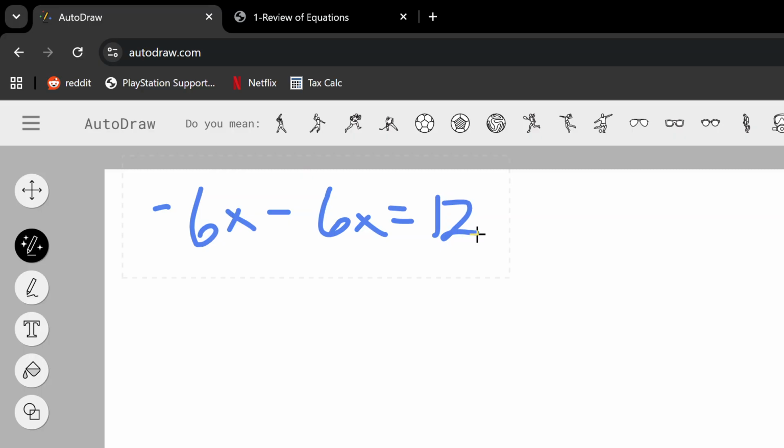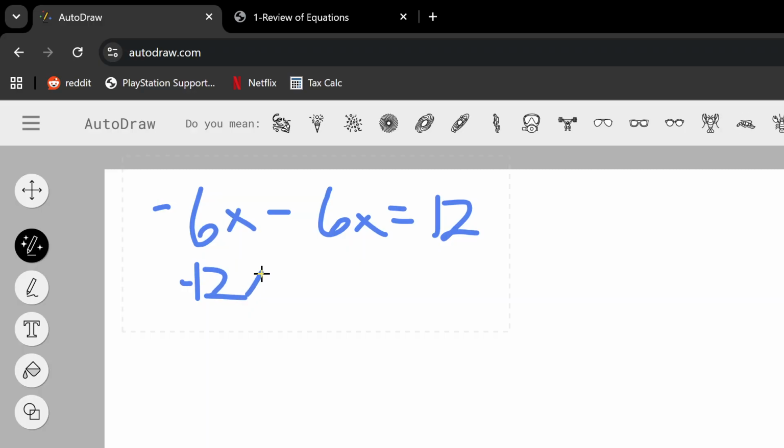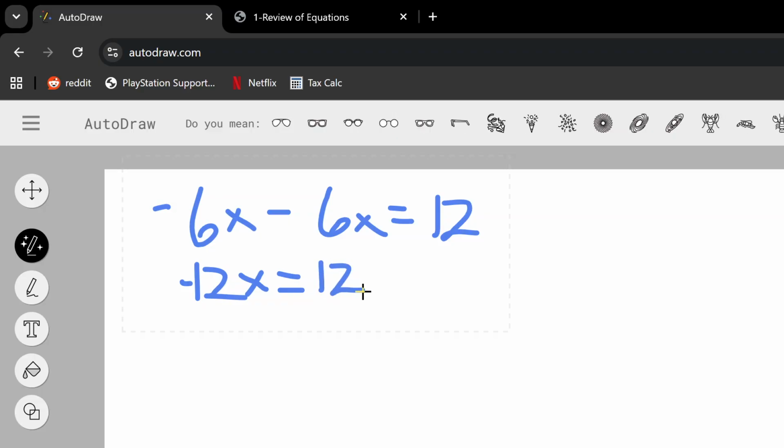So we see that we have two common variables, negative 6x and minus 6x. So what's a negative minus a positive? Well, you get a negative number. So negative 6x minus 6x is negative 12x equals 12.